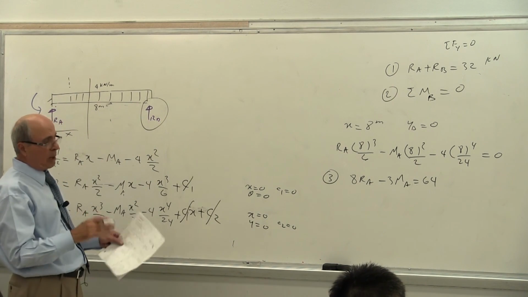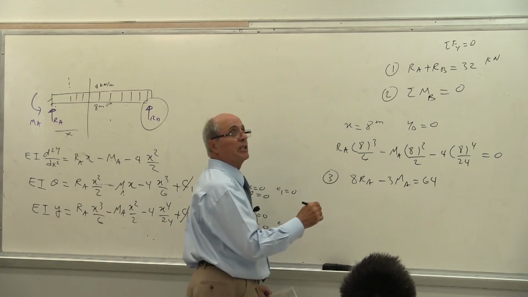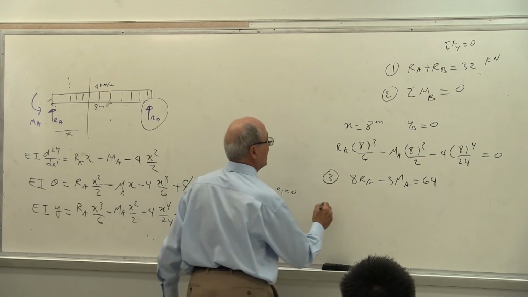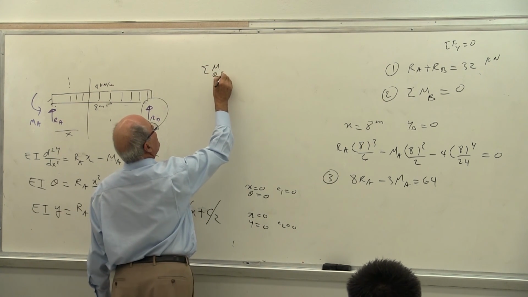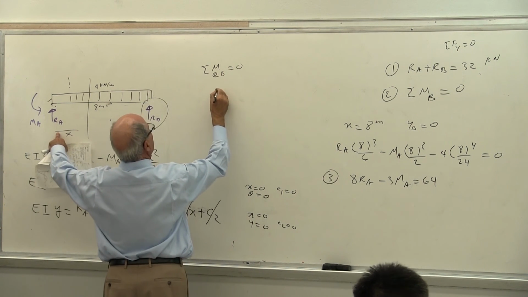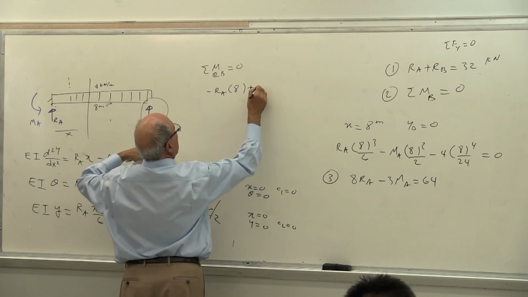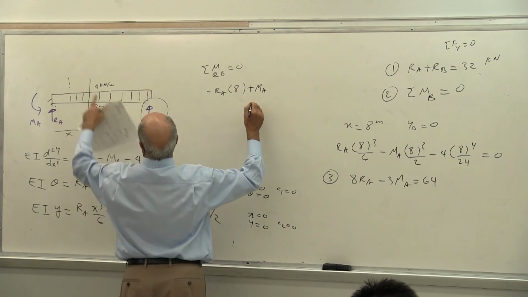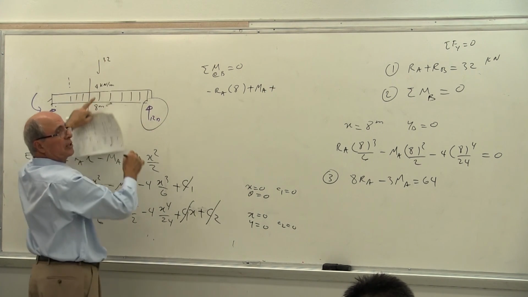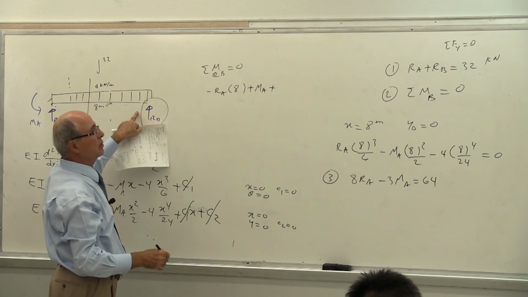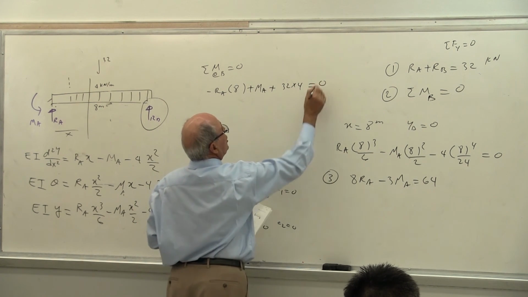Sigma MB equals... it changes from problem to problem. You have to decide which one you want. So when you do that, since we are running out of time, let's write it. Sigma M at B equal to 0. Notice you have RA times 8 negative, plus MA positive, plus this 4 times 8 is 32. Is that correct or not? 32 times 4, yes or no? Plus 32 times 4, and that one equals 0.